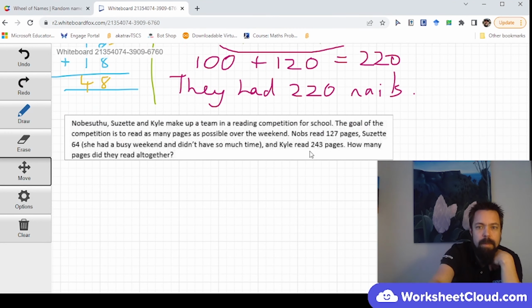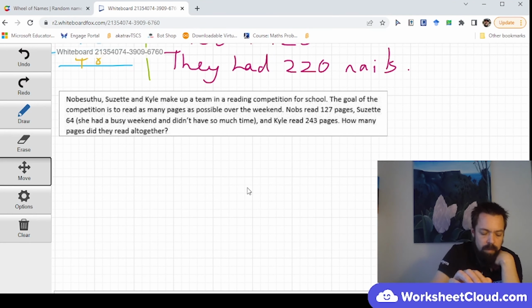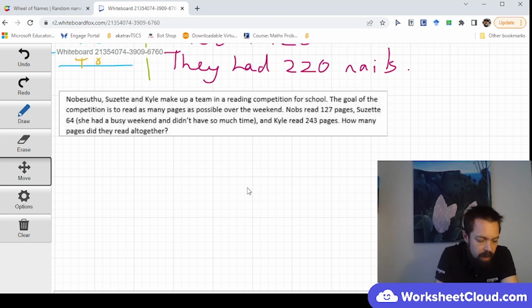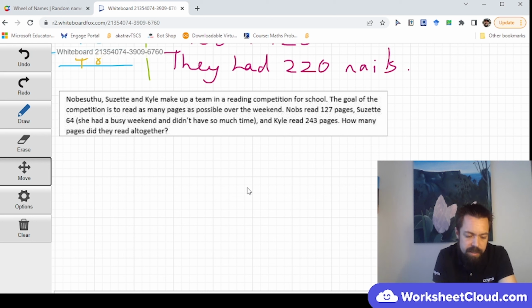Okay, second last problem. Nobasutu, Suzette, and Kyle make up a team in a reading competition at school. The goal of the competition is to read as many pages as possible over the weekend. Norbs reads 127. Suzette had 64 because she had a busy weekend and didn't have much time. No one cares. Well, actually, that's not true. We do care, but it's not maths related. And Kyle reads 243 pages. So how many pages did they read altogether?